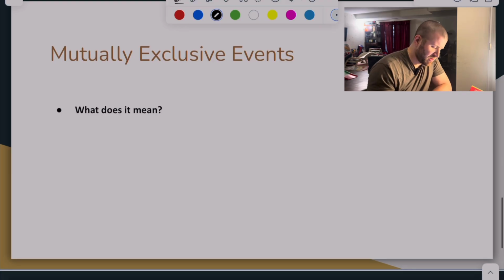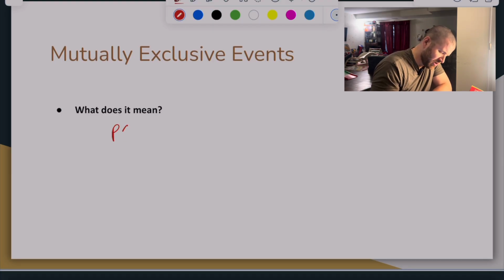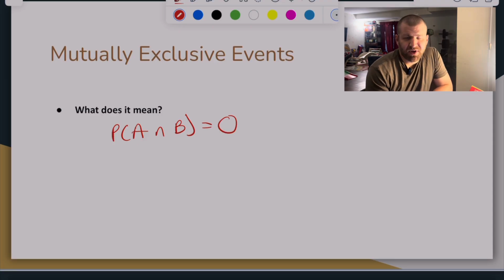Now, before we go to the second thing, mutually exclusive is very simple. It's just 2 things that cannot happen at the same time. Probability of A and B equals 0.